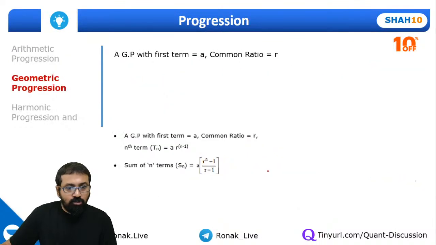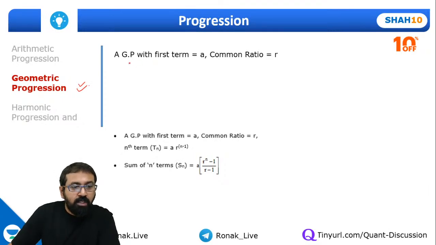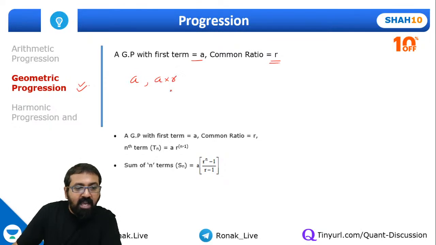Fine guys, let's look at the next one, geometric progression. We need to discuss this in a bit more detail. Suppose a GP has first term A and common ratio R. My first term is A. My second term will be A multiplied by R. Same way, the third term is the second term multiplied by R, so I get A into R square. This is the third term, and so on.